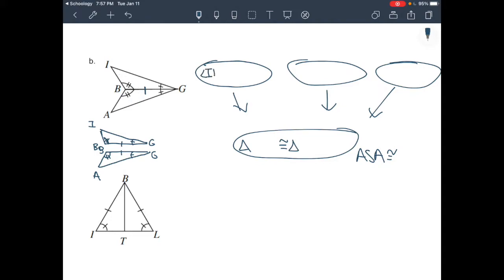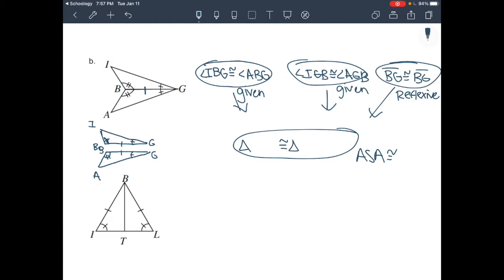Angle IBG is congruent to angle ABG, and that is given. And then angle IGB is congruent to angle AGB, and that is given. And then the last step is BG for the top is congruent to BG, and that is reflexive, and it is the correct order of the letters in this one.